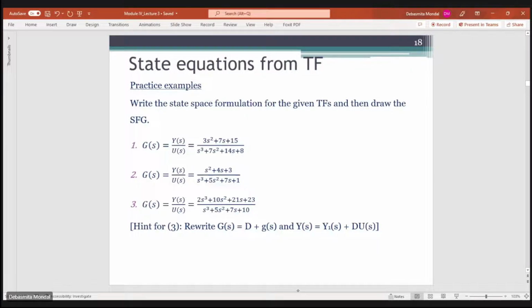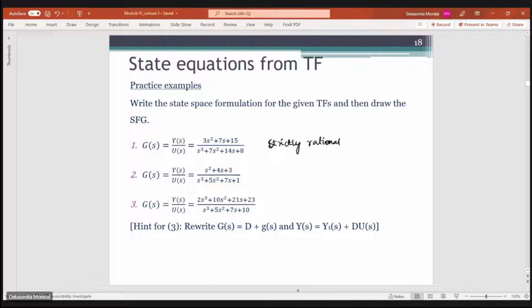Similarly, in this case you see that these are the examples that you have to solve at home. This is an equation where the transfer function is strictly proper, so you can simply use the previous method and find the state equations. Similarly, this is also strictly proper. But in this case, you see that this is not a strictly proper function, because the degree of both the polynomials is the same. So that means you have to write it in this form, right?